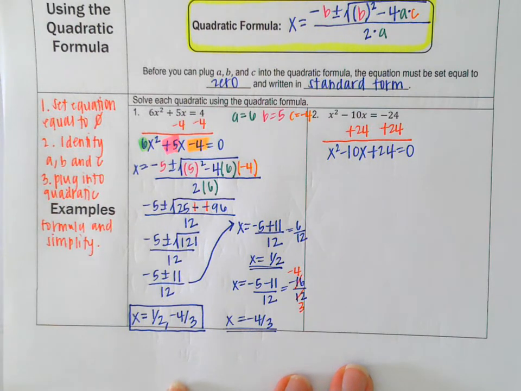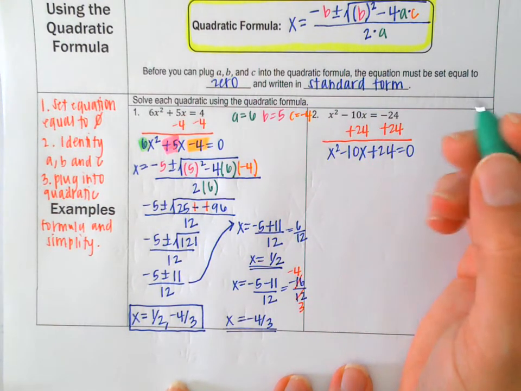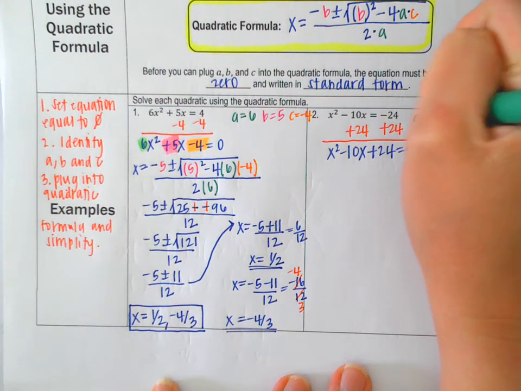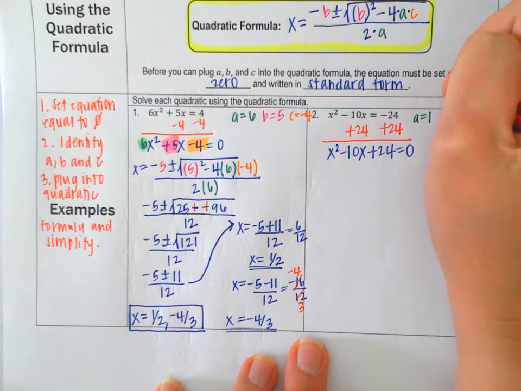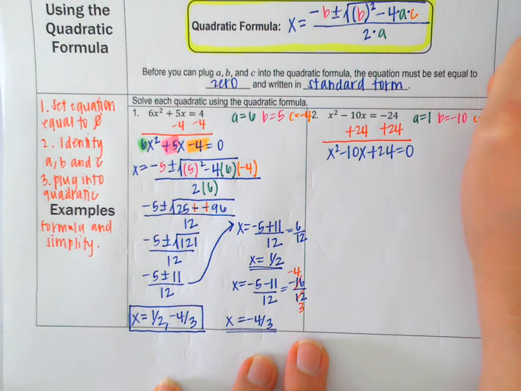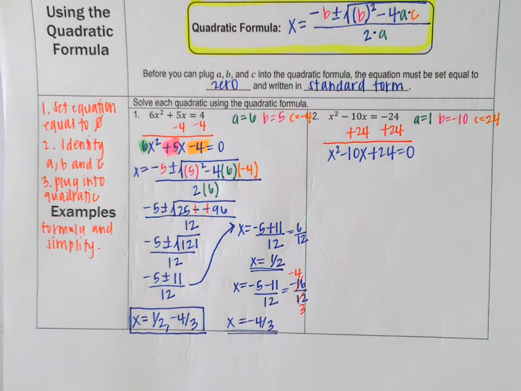So A is a little bit challenging because there's no number here. What number can we always assume is in front of a variable if there isn't one? And that's 1. So A here is equal to 1. B is the one that's attached to the x, so B is equal to negative 10, and C is equal to 24. Okay, so what I want you guys to do is pause me here, and on your own, plug this into the quadratic formula. So pause it and plug it in and see when you guys come back if you got the same thing.